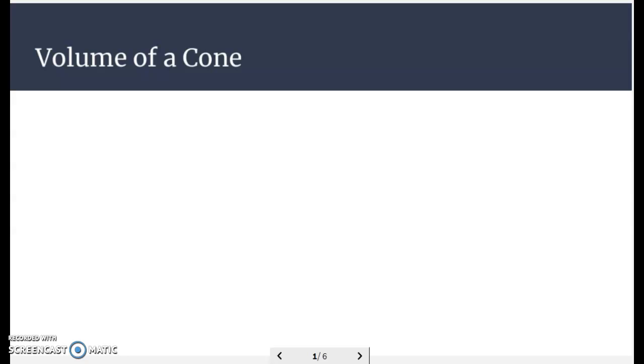Welcome back, everybody. Today we're going to be talking about cones and finding the volume of a cone. Now, the formula for the volume of a cone should look familiar. Pi r squared h is almost exactly like that of a cylinder. This is the volume of a cylinder. But if we just multiply it times 1/3, we'll have the volume of a cone.